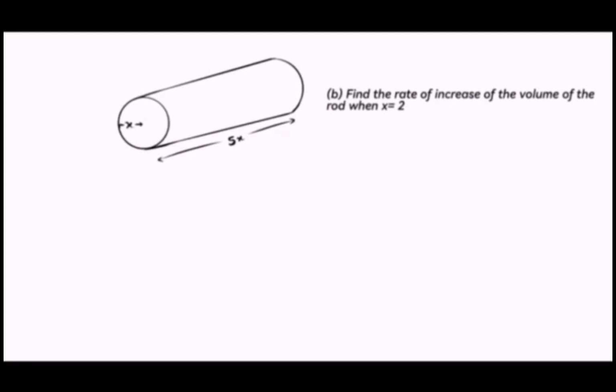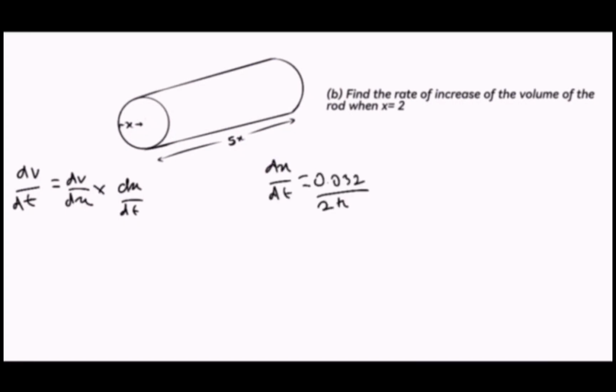The second question is to find the rate of increase of the volume of the rod when x equals 2. dV per dt equals dV per dx times dx per dt. So first, let's find dx per dt. dx per dt equals 0.032 per 2 pi x. V equals pi x squared times 5x.